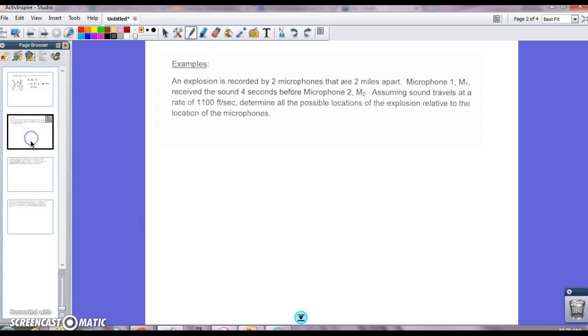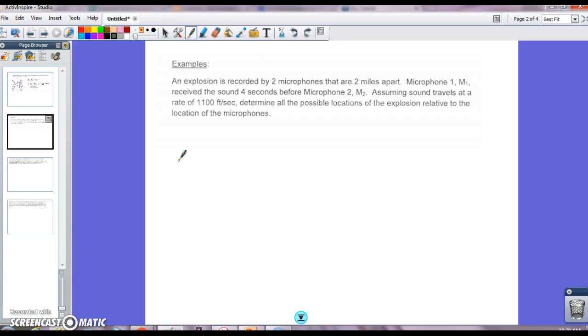So let me show you what I mean. Let's look at this example. It says here that an explosion is recorded by two microphones that are 2 miles apart. Microphone 1, they call that M1, received the sound 4 seconds before microphone 2, which is M2. Assuming sound travels at a rate of 1,100 feet per second, determine all the possible locations of the explosion relative to the location of the microphones.